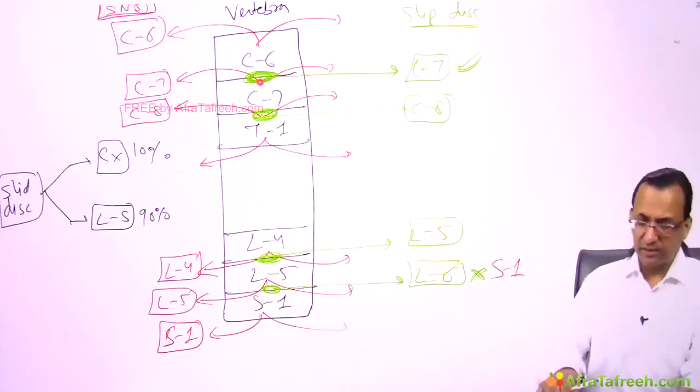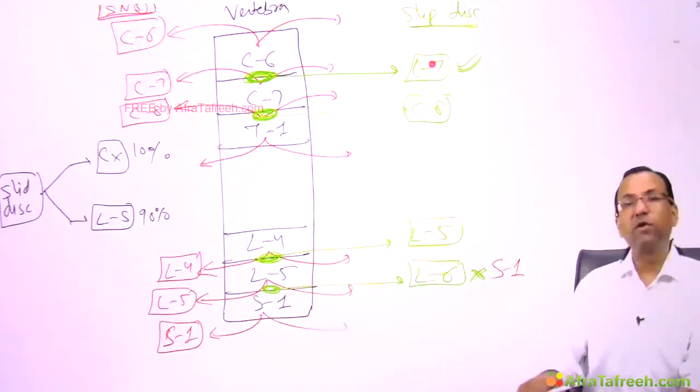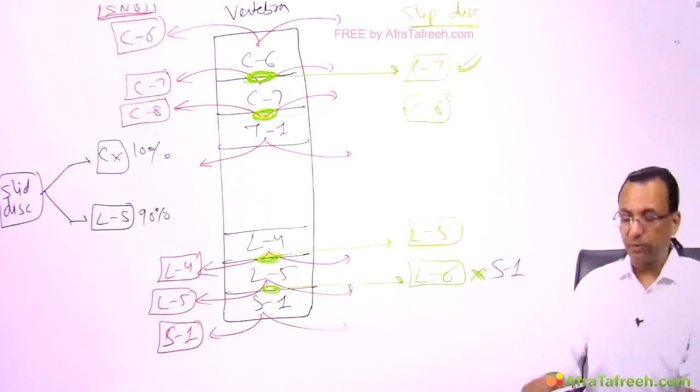So the trick says, wherever the slip disc is given, the upper vertebra plus 1 root value is involved. Yes. Upper vertebra plus 1 nerve is involved.